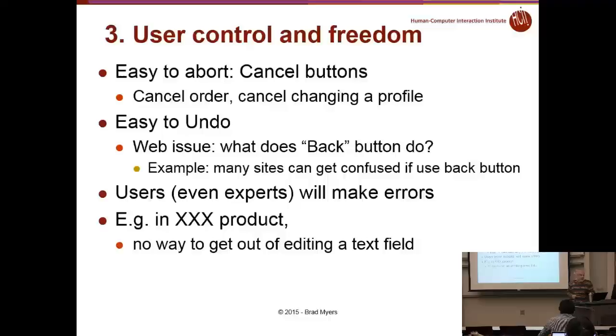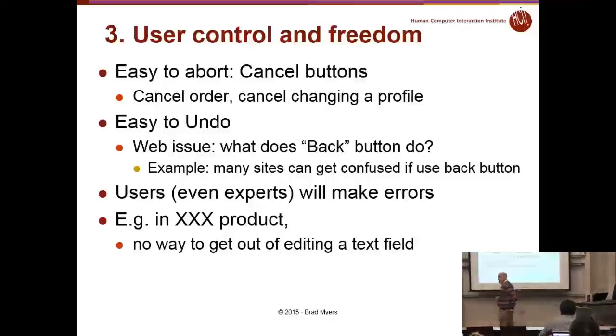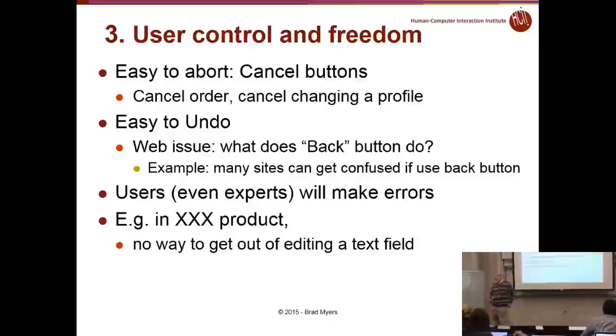The next one, user control and freedom. This is a variety of requirements around things like having a cancel button. So you always want to let people abort things while they're doing them, all the way up until the last minute. And then even after they do something, ideally there'll be some way of undoing it. Right? And this has really disappeared on the web and in mobile phones. So it's really a shame. It certainly had gotten to the point in desktop interfaces where virtually every operation was cancelable and undoable.